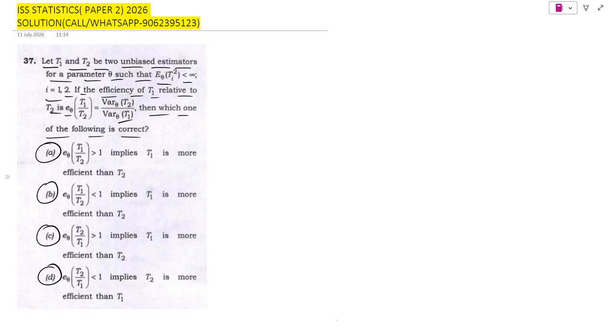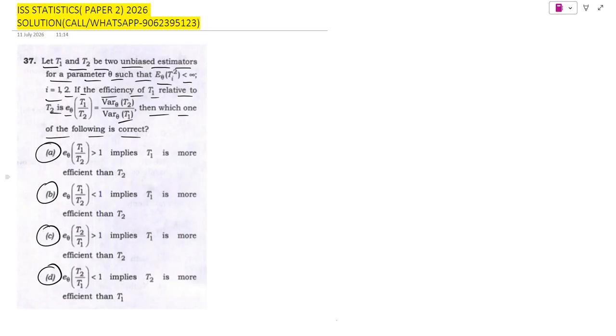Before solving, let us recall a very important definition. Suppose we have two unbiased estimators of the same parameter. Which one is better? The answer is simple. The estimator having smaller variance is considered more efficient because it fluctuates less around the true parameter. So remember, lower variance means higher efficiency, and everything in today's question revolves around this one idea.